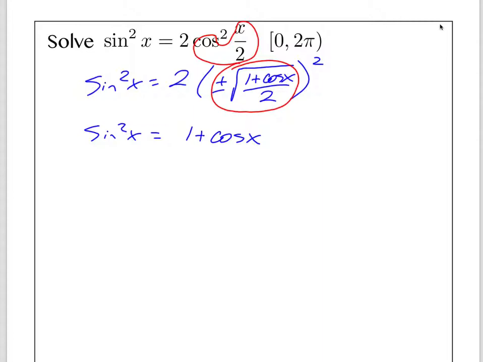Okay, now what do you recommend we do? I think I need to change sine squared. What do you want to change it to? 1 minus cosine squared. 1 minus cosine squared is correct.